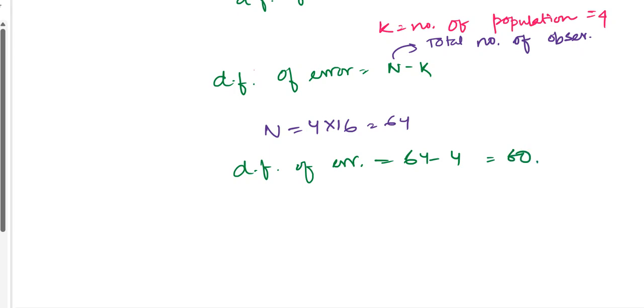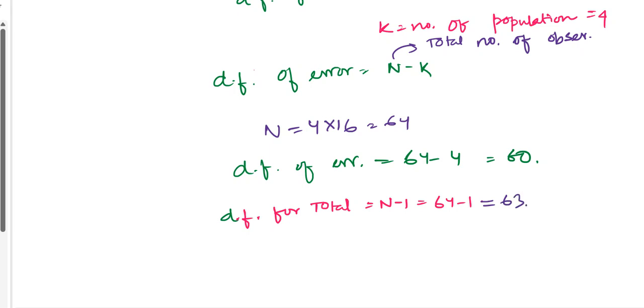Okay, so what is the degrees of freedom for total? This is equal to the total number of observations minus 1. So DF for total equals n minus 1, that is 64 minus 1, that is 63.